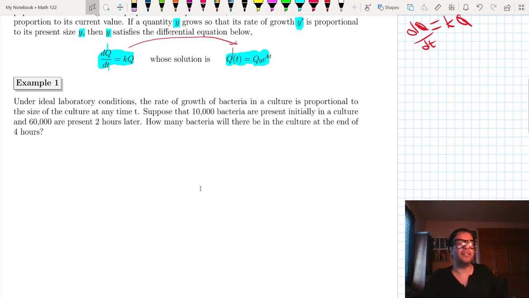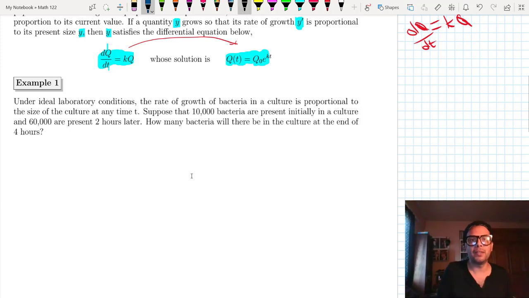Under ideal conditions, the rate of growth of bacteria in a culture is proportional to the size of the culture at any time t. Suppose that initially we have 10,000 bacteria in the culture, and after 2 hours we record that we have 60,000 bacteria. How many bacteria will there be in the culture at the end of 4 hours?